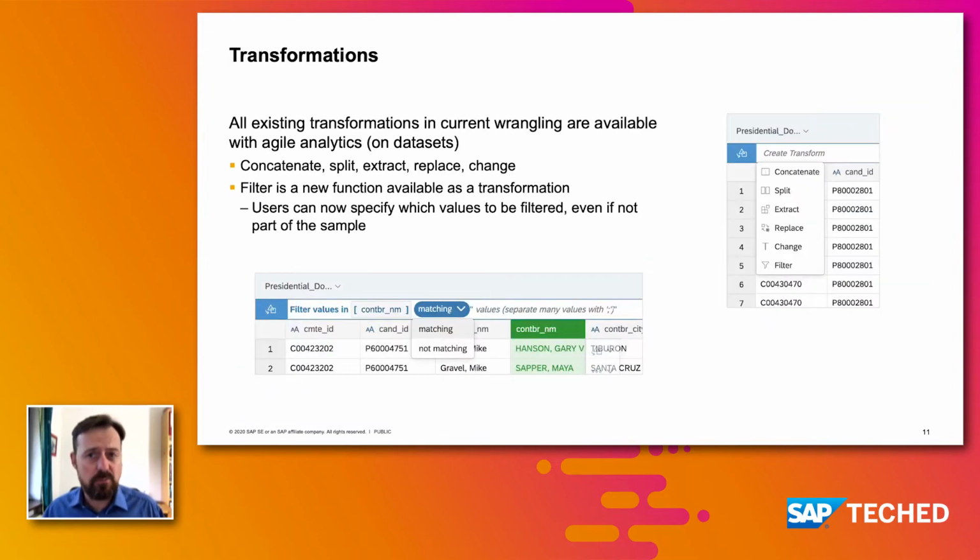The UX is also pretty improved. It's rather greatly improved over the classic Wrangler. And there's a lot of new capabilities. For example, yes, transformations make an appearance again. However, we now have the filter capability among the transformations.